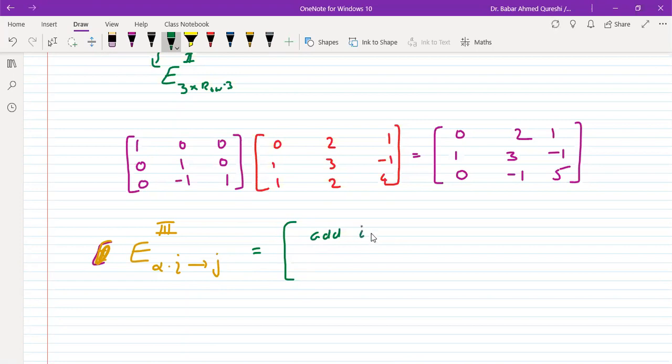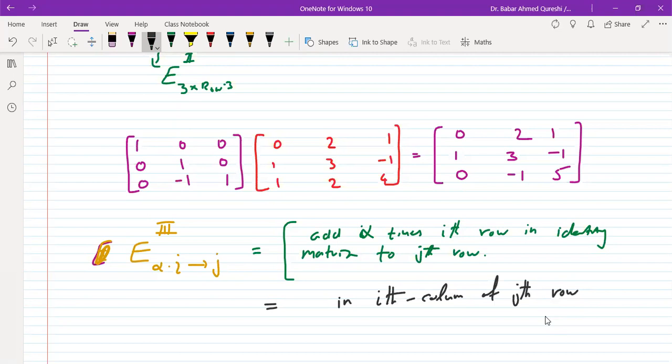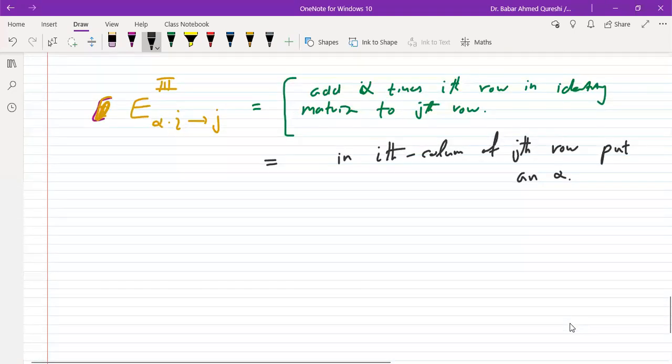Add alpha times the ith row in the identity matrix to the jth row, which also means that in the ith column of the jth row, where you were expecting a 0, because in the identity matrix only the jth column of the jth row will be filled with a 1, put an alpha, and that should do the job for you. So any questions so far?